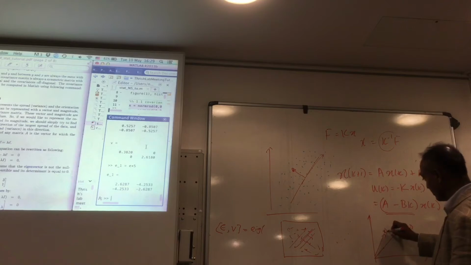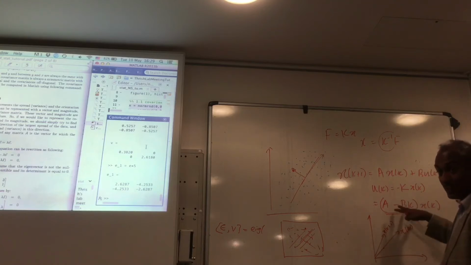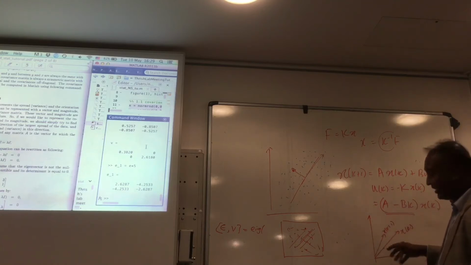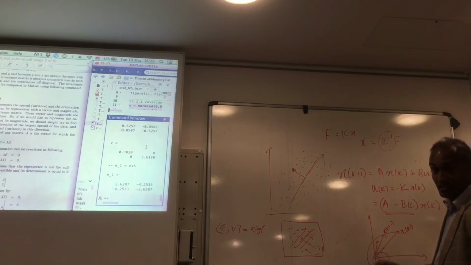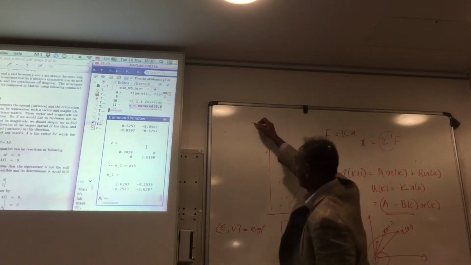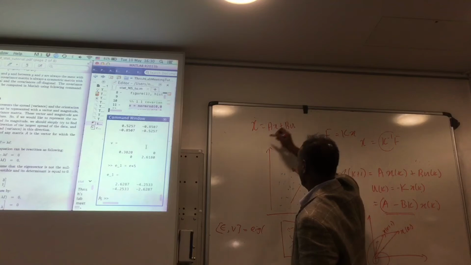Then xk plus 2 will be rotating in the same direction depending on the eigenvectors of that, but eigenvalues are less than 1, right? And then it will be rotated. So then what will happen is this will go round and round and converge. Stability. Alright? Stability.